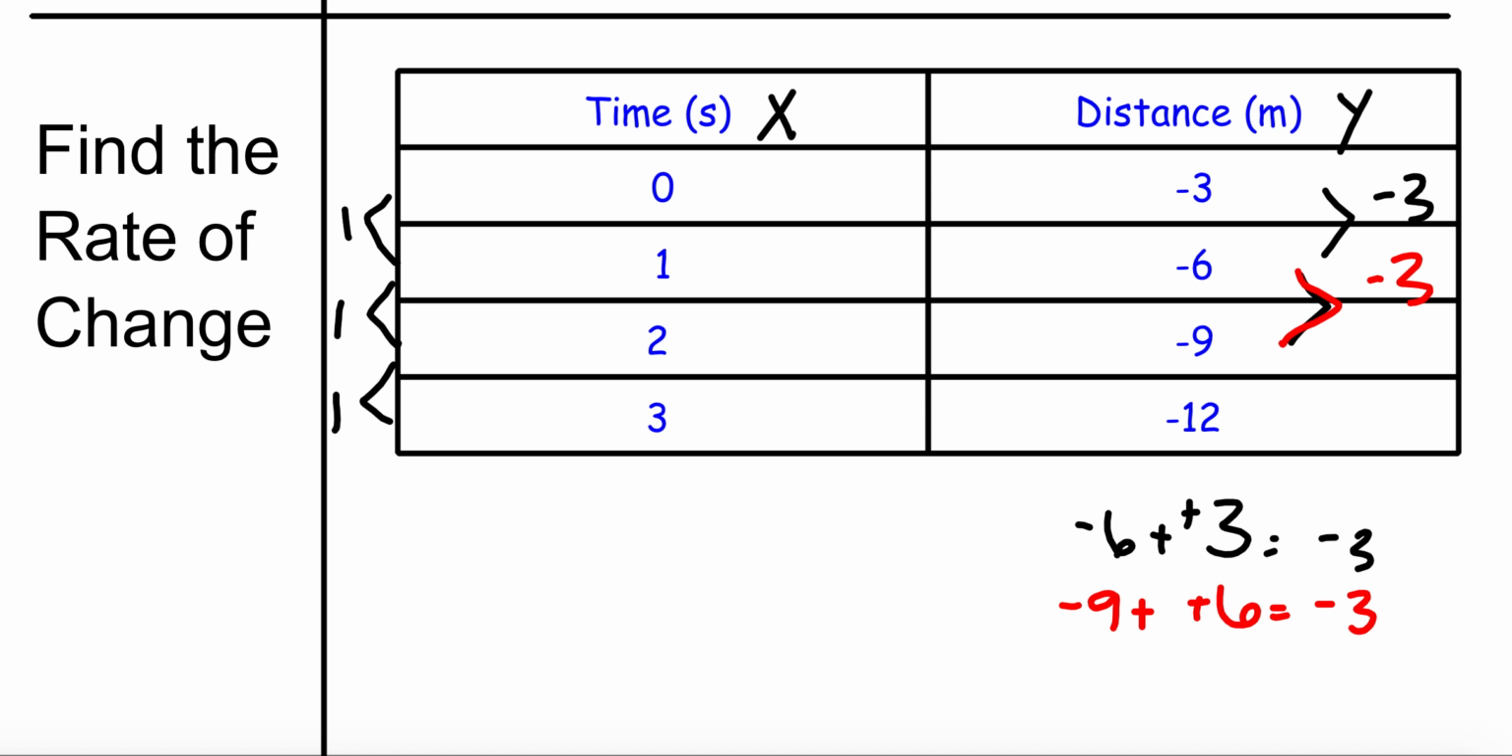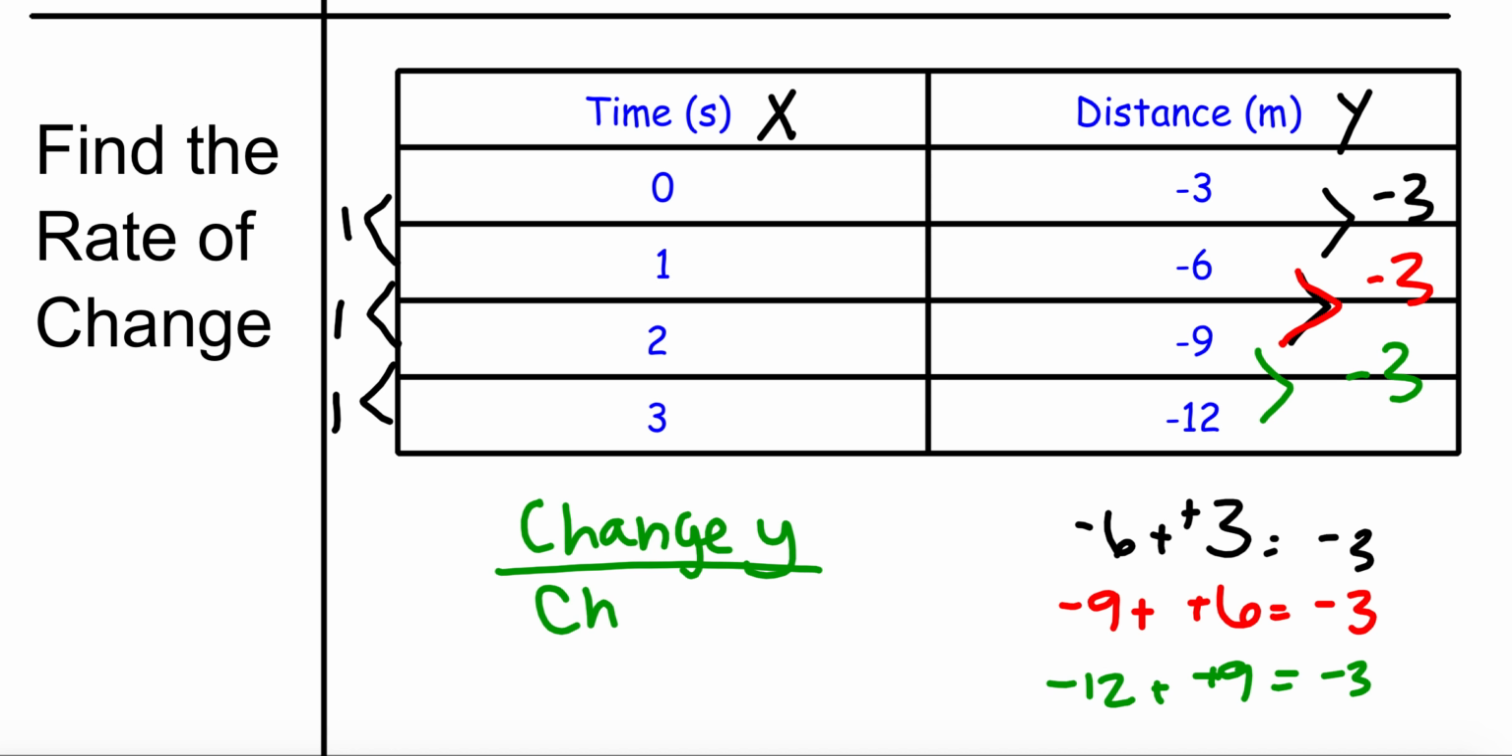Alright, last but not least, I want to find this one, which is also just subtracting negative 12 minus the negative 9. When I add the opposite, I get negative 3. So I was able to find that this common change over here is negative 3. That's 1. Remember, we want to find the change in y over the change in x. So this would be negative 3 over 1. That is our rate of change.